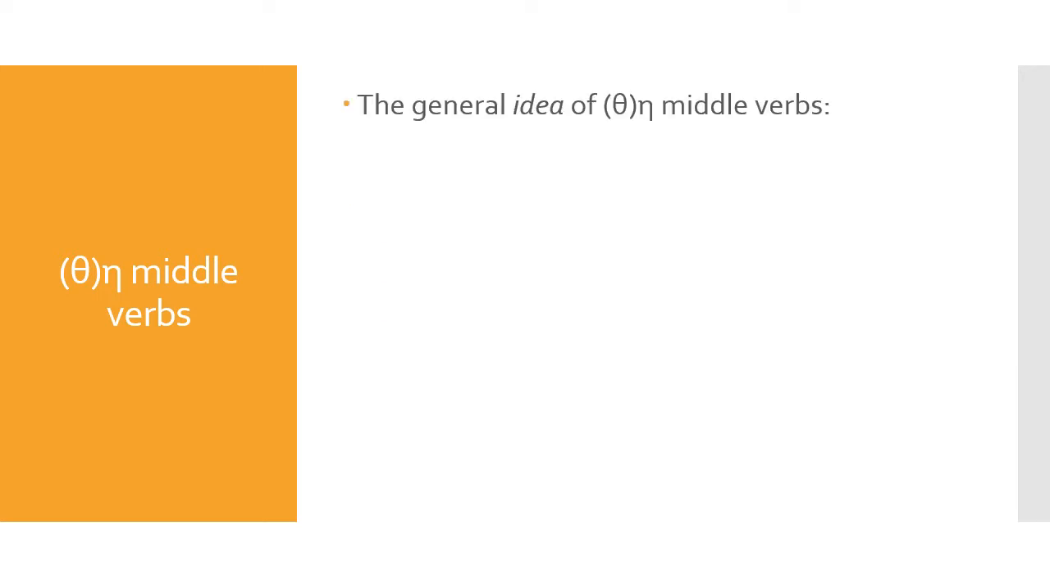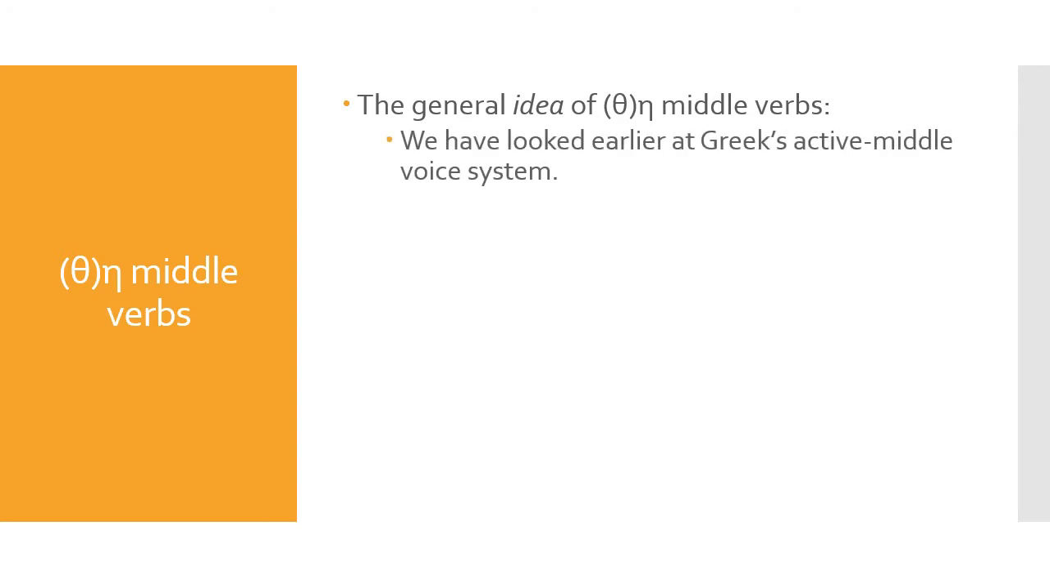So let's begin with the general idea of third eta middle verbs. We've looked earlier at Greek's active middle voice system. That is that in Greek, unlike in English and unlike many other languages, the contrast is not between active and passive, but active and middle, and that within the middle system, passive is one form of the middle. We've also met the standard middle voice formation, particularly in the present and imperfect system, where you have the active and then you have the middle endings, and so that's what we've met mostly so far.